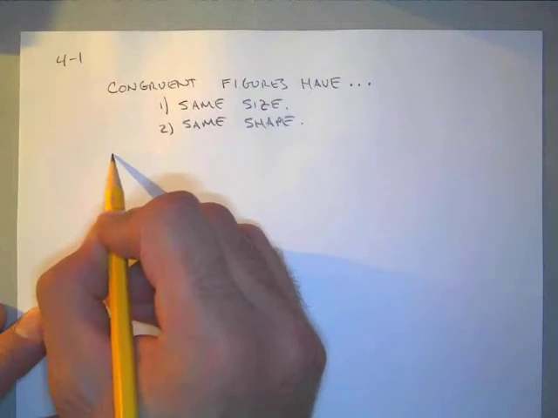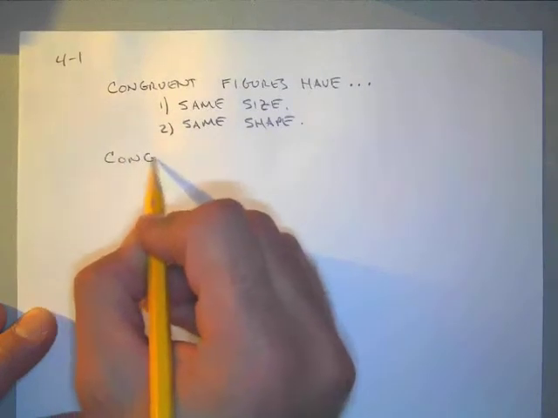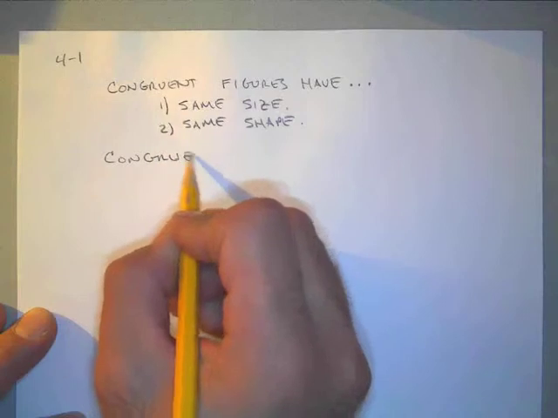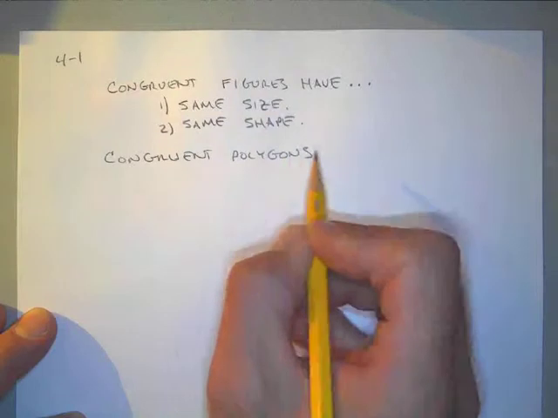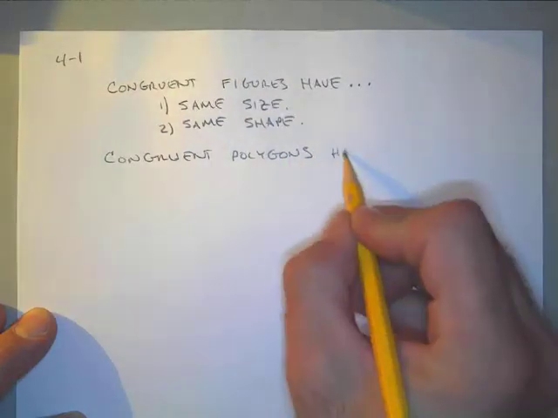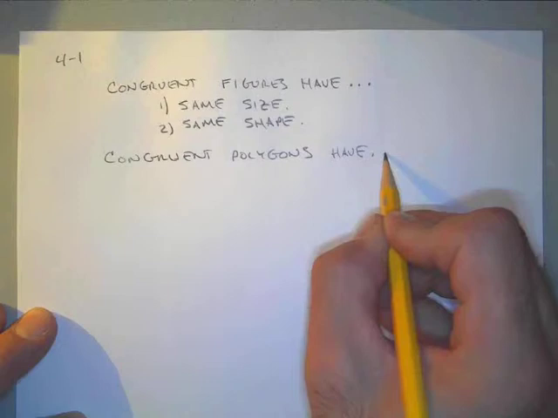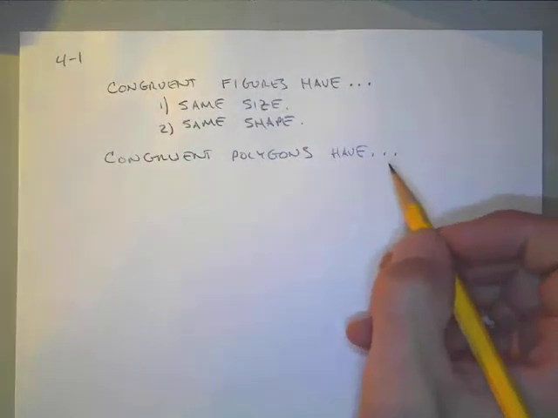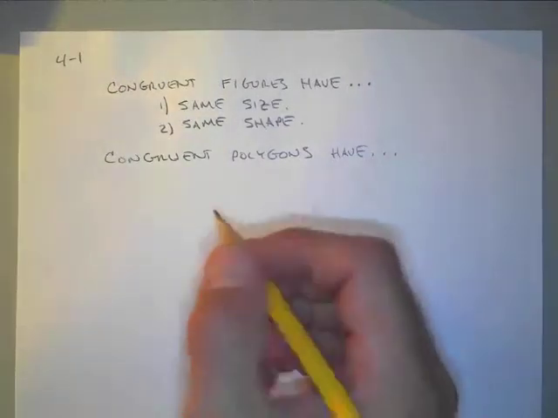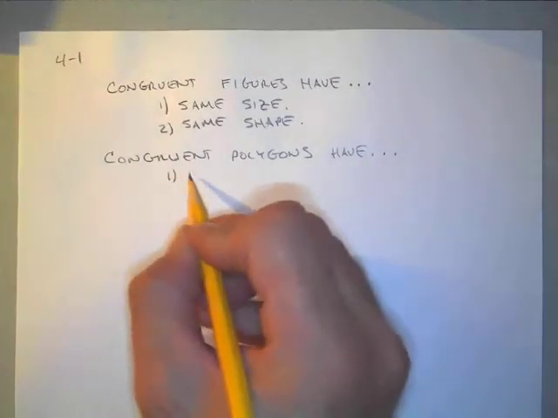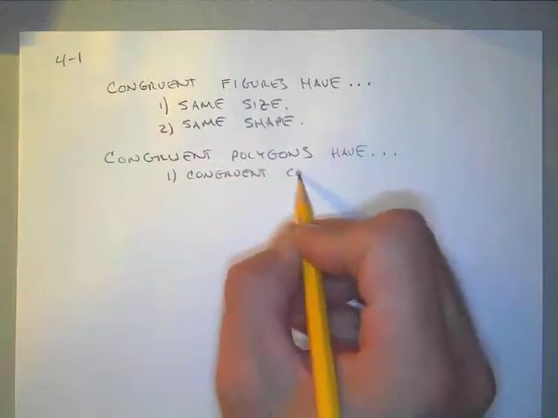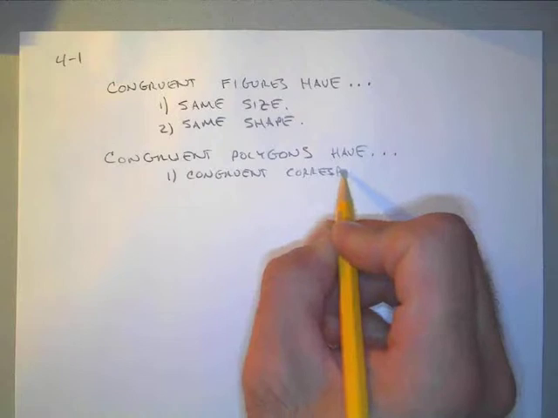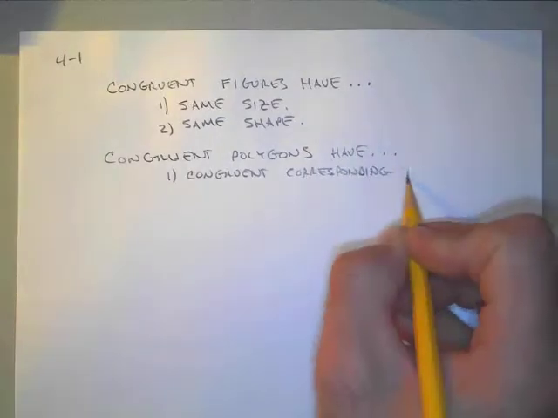Now, more specifically, let's talk about congruent polygons. Now, polygons have all straight sides. So, for polygons to be congruent, they must have congruent corresponding parts.